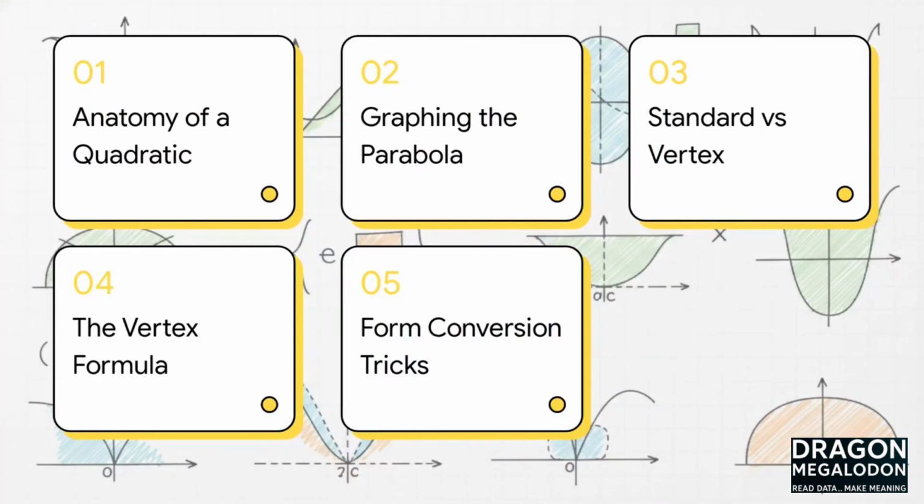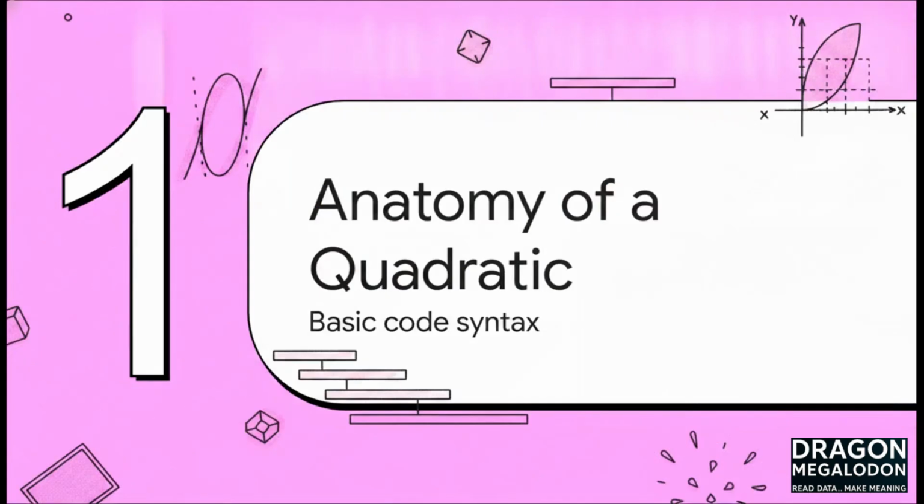Here is our debug sequence for today. We're going to hit the anatomy of a quadratic, graph the parabola, compare standard versus vertex form, hack the vertex formula, and wrap up by running through some slick form conversion tricks. Let's go. All right, section 1, anatomy of a quadratic, basic code syntax.